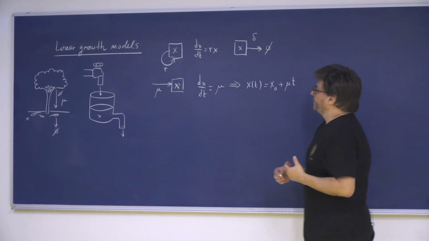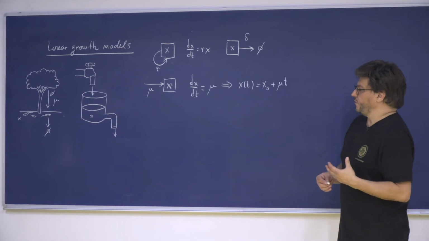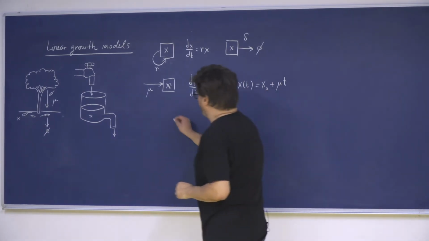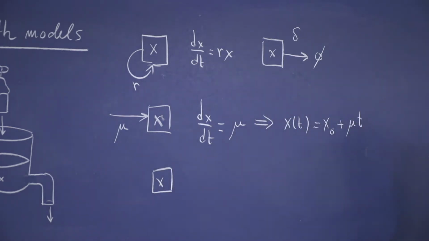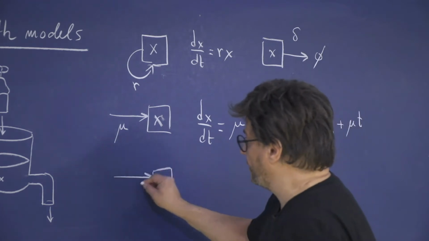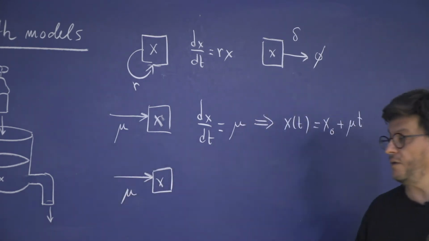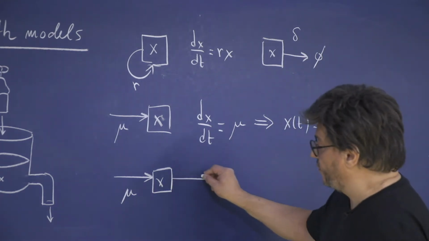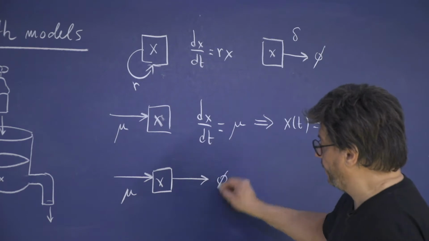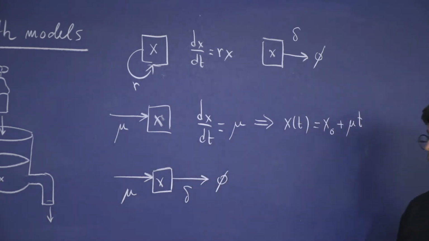What kind of models do we want to address here? We want to address the following. Suppose I have a population X that has this constant input, and you will see that there's a whole range of possible scenarios compatible with that, but individuals also die, okay? That would be my diagram for this.